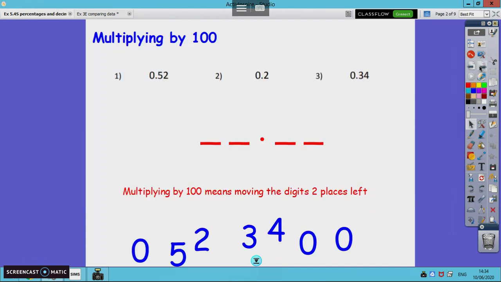So firstly, we need to practice multiplying by 100. So multiplying by 100, we're going to do those three numbers at the top there. Multiplying by 100 means moving the digits, whatever digits there are, 2 places to the left, because there are 2 zeros on 100, therefore we move 2 places to the left. So for example, if we were going to do 0.52, let's get our digits in place. So 0.52 multiplied by 100. Everything would have to be moved to the left 2 places.